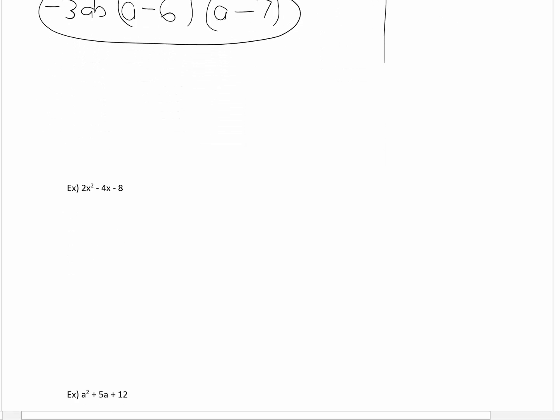Okay, let's do the next example. So again, first question, is there a greatest common factor I can take out of all of the terms other than 1? In this case, you can. That's a 2. So divide out or factor out a 2 from each term. So now, look inside the parentheses. The leading coefficient is a 1.